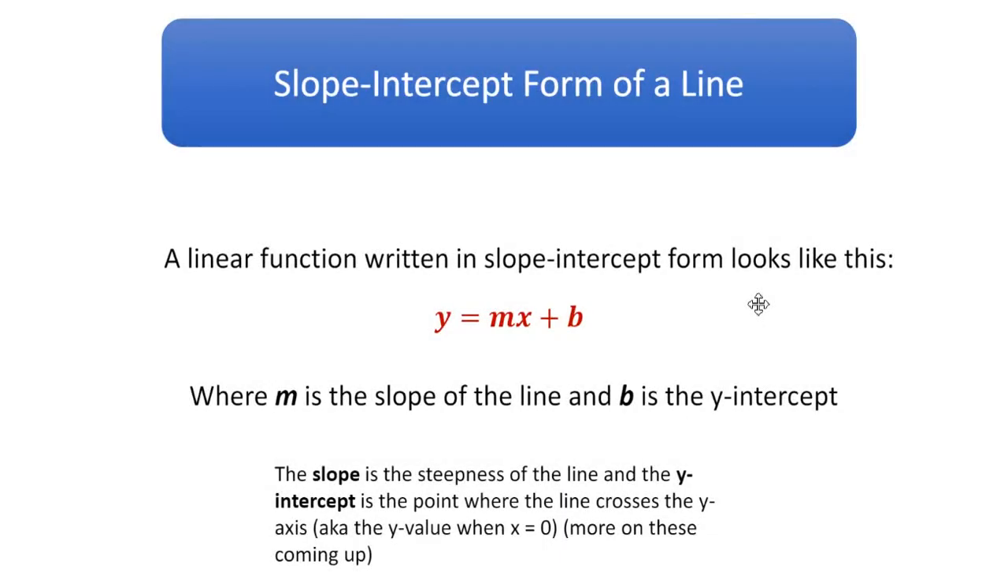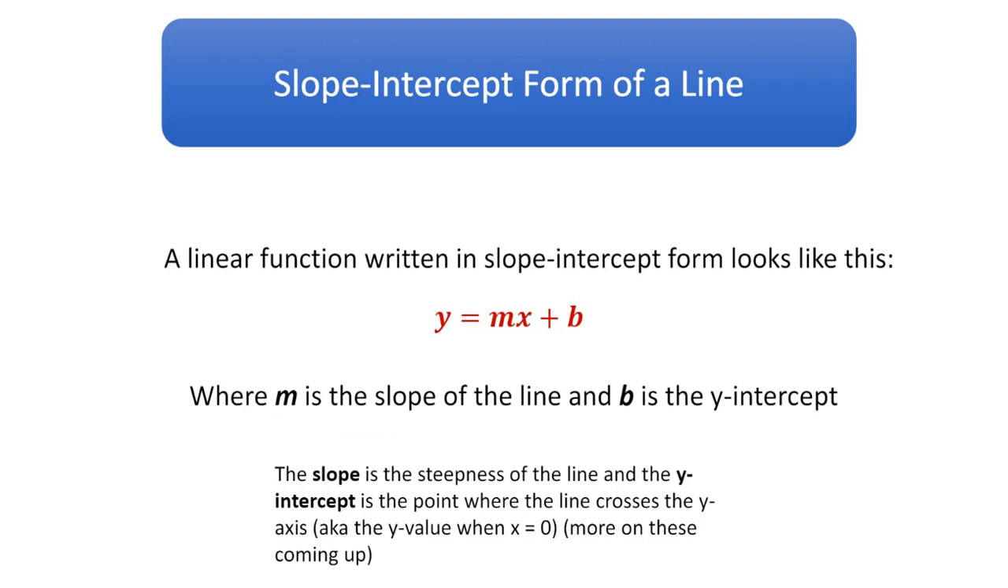Okay, so let's talk about the slope-intercept form of a line. Now, I showed this a little bit in a previous video, but now we're actually going to see what it is, how we can use it, and especially how we can find the slope. Basically, a linear function written in slope-intercept form will look just like this: y equals mx plus b, where m is your slope and b is the y-intercept.